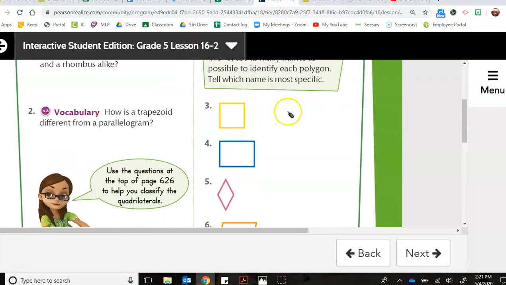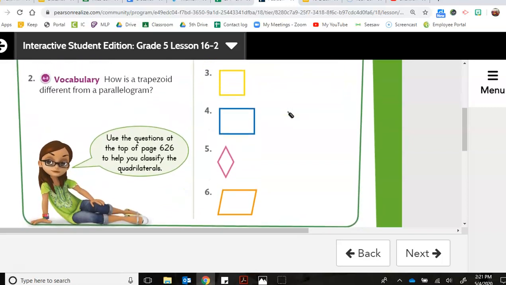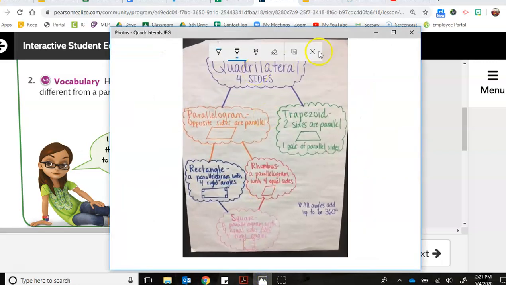Okay, so the directions say in 3 through 6, use as many names as possible to identify each polygon and tell which name is the most specific. So for number 3, we know all of these are going to be a quadrilateral. I'm not going to show you my bad handwriting, so I'm just going to write a Q for quadrilateral.